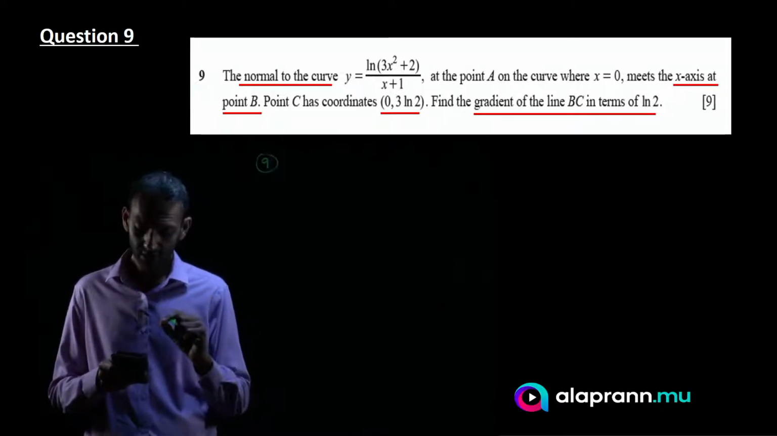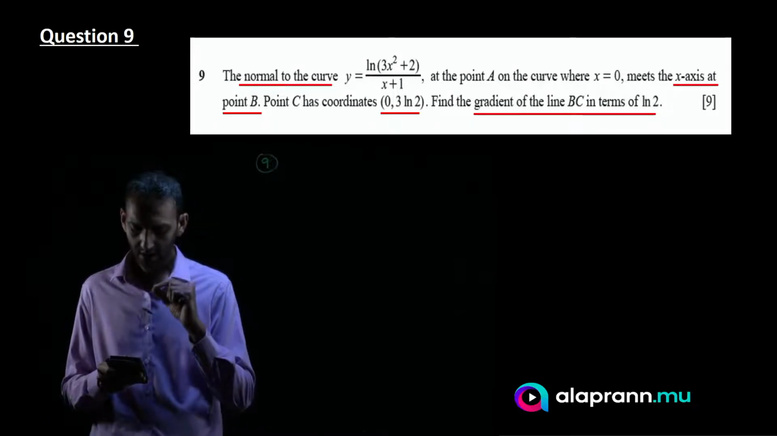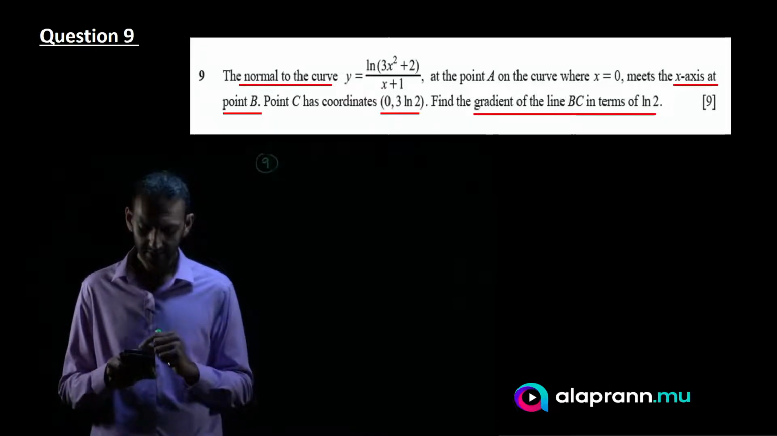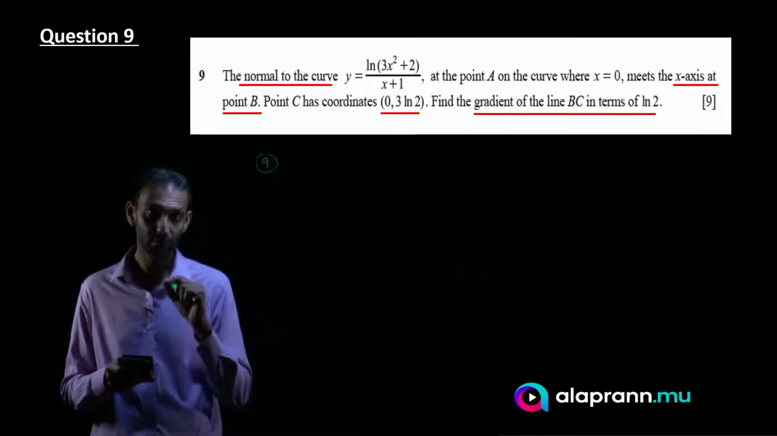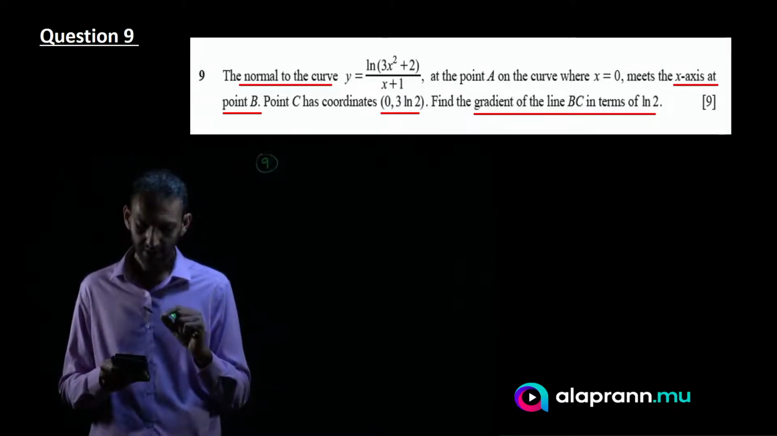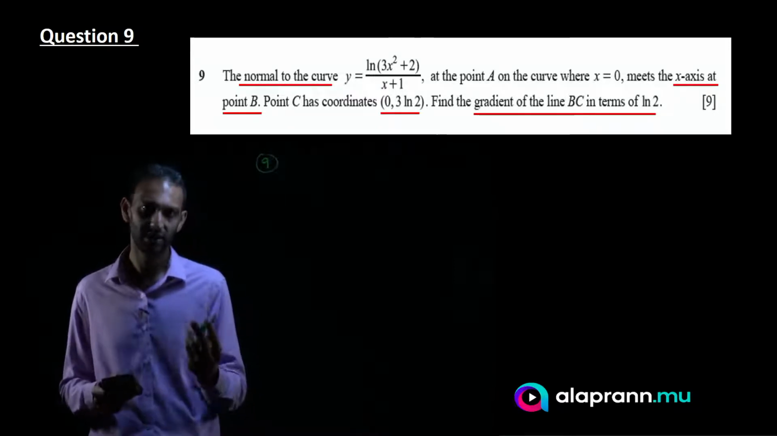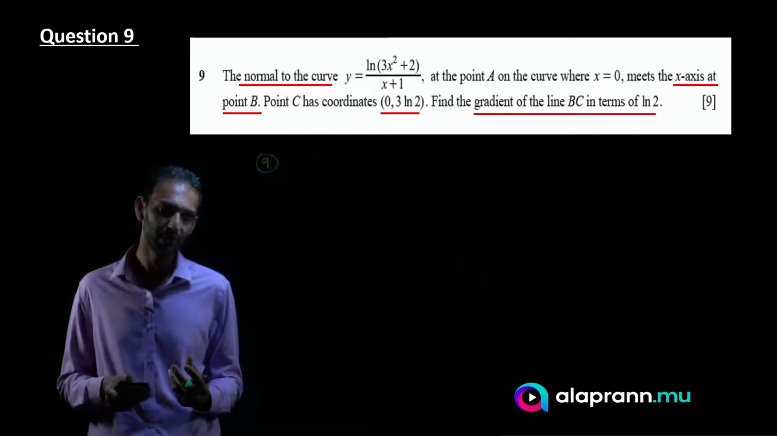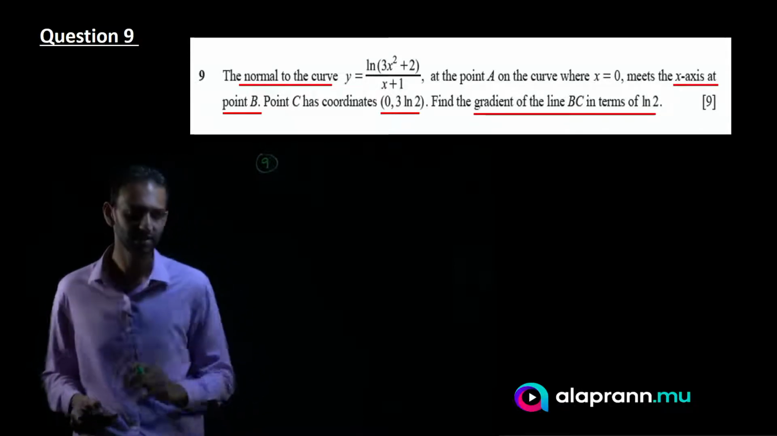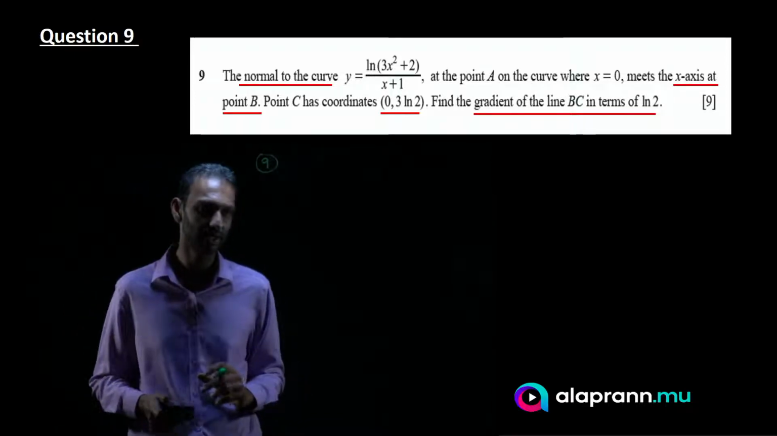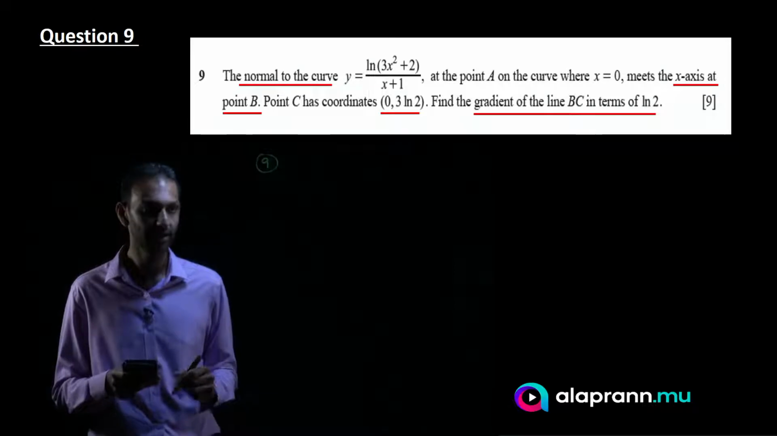So you're given the equation of the curve. There is a normal which is at the point A, and that normal meets the point B on the x-axis. So the first step is we need to find the y-coordinate of the point A. So the x-coordinate is given, we need to find the y-coordinate. So let us deal with this problem and see how we solve that. So question number 9.